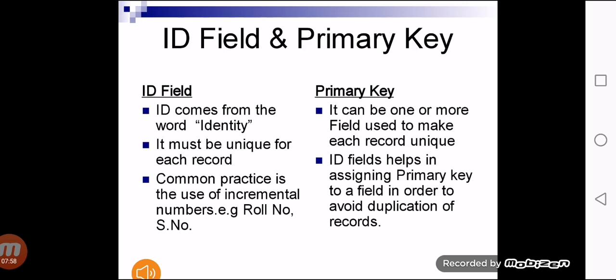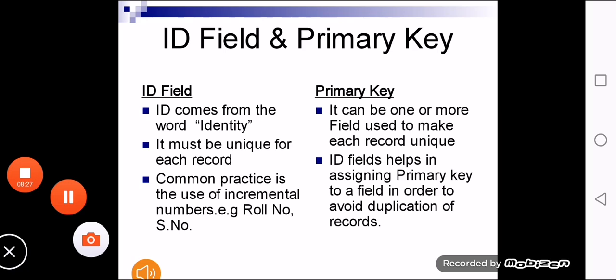ID comes from the term identity. Identity, as the name shows, is the representation for a specific thing, object. In a database, there are different kinds of records which can be dealt with on a particular day. So each record we have to make unique for the system. How can we do this?